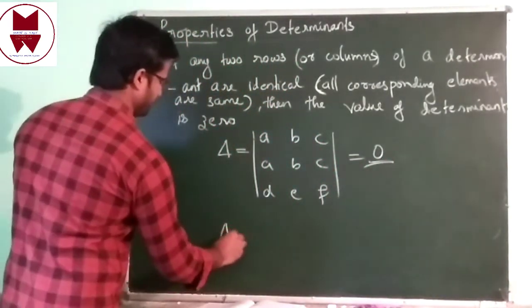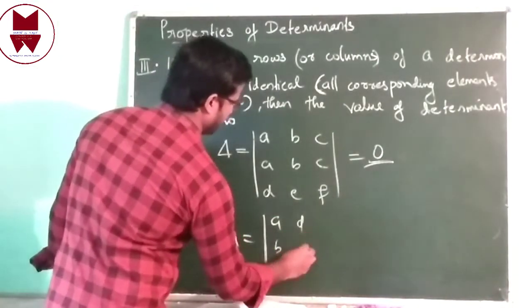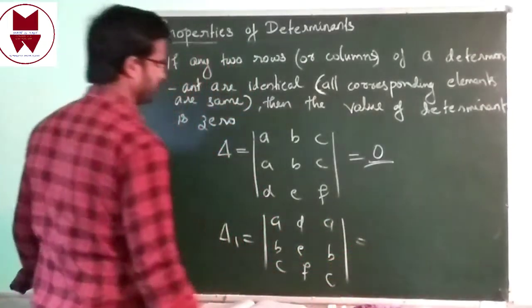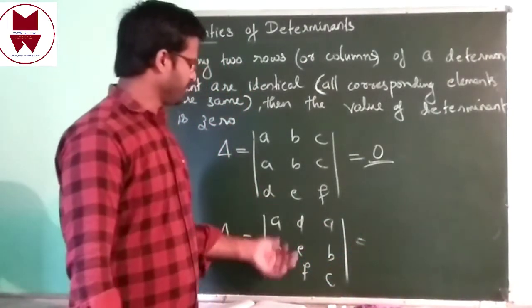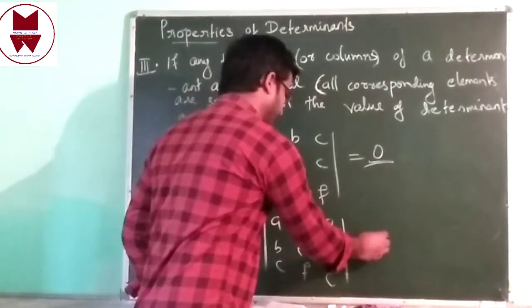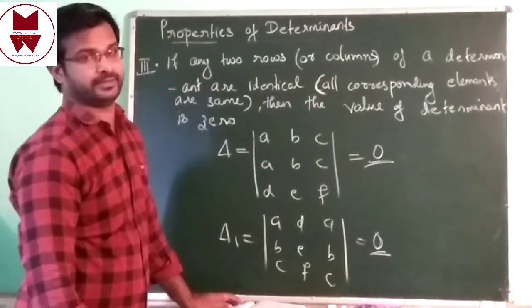Look at another one, Delta 1: A, B, C, D, E, F, A, B, C. Look in here. In here also, the first column and third column are equal, A, B, C, isn't it? That time also you will get the answer 0, because two columns are identical.